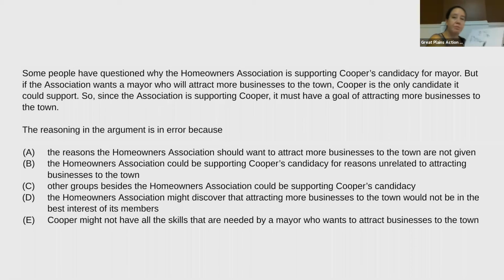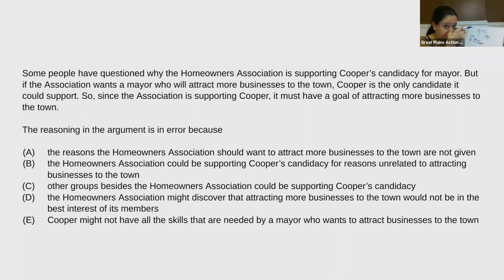Let's see which of the answers lines up with our recognition that this argument committed the formal fallacy of affirming the consequent. All right. So the reasoning in the argument is in error because, let's see, A, the reasons the homeowners association should want to attract more businesses to the town are not given. That's not relevant to the form of the argument here.